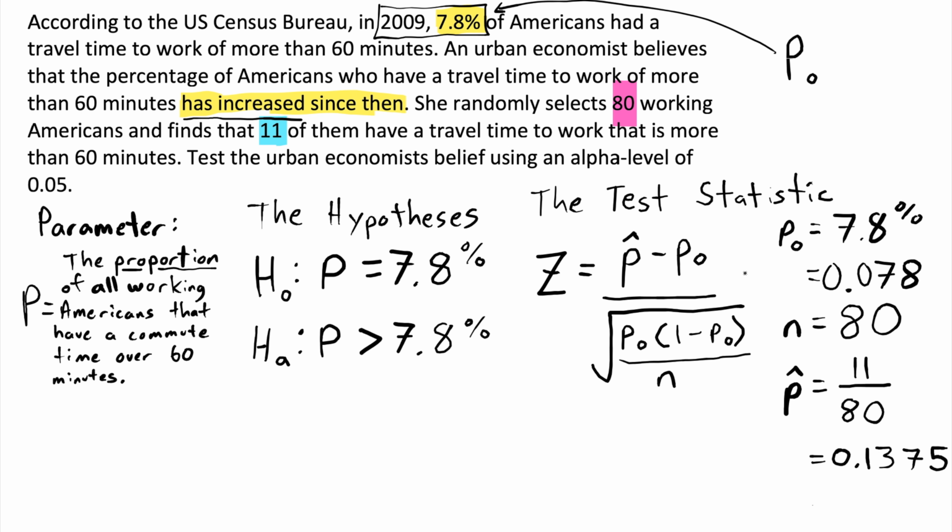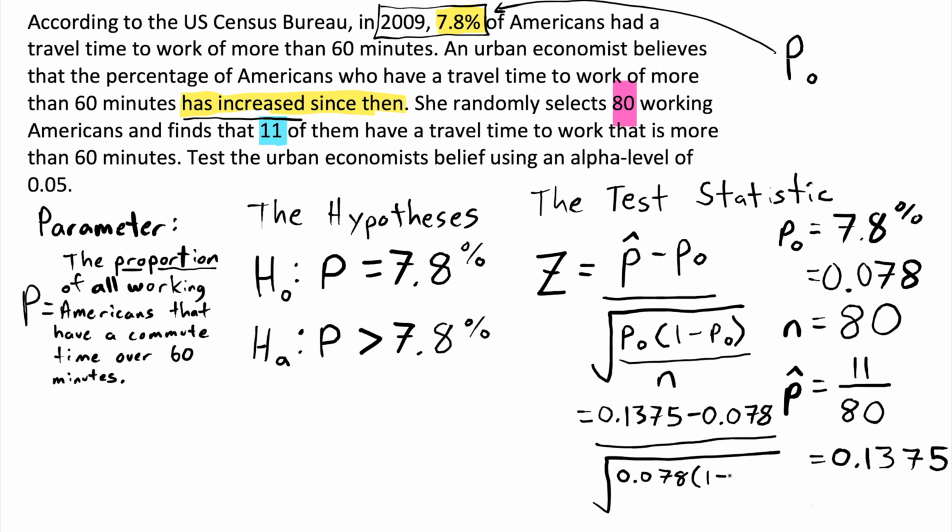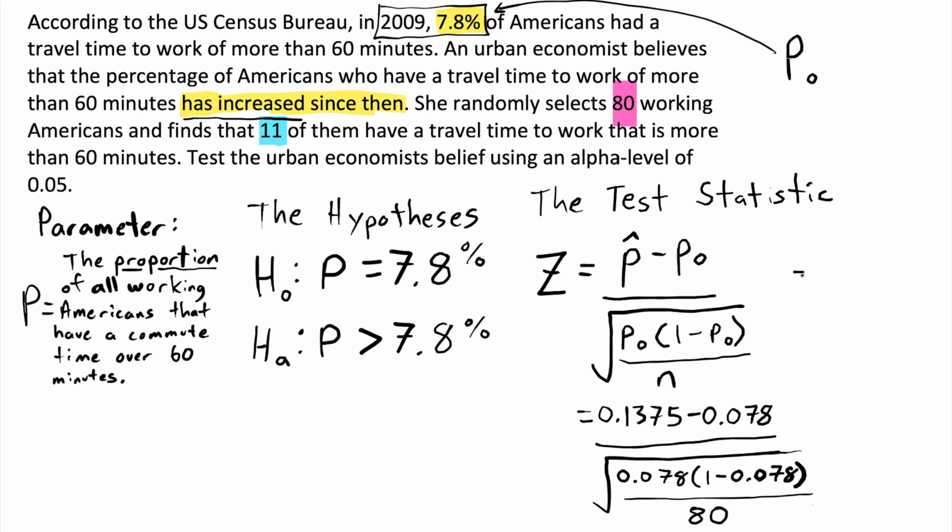Let's go ahead and put these numbers into our formula here to calculate our test statistic. So we're going to get z equals p hat, that's 0.1375, minus p naught, which is 0.078. Then we're going to divide that by the square root of p naught, which is 0.078, times 1 minus p naught, and then we divide all of that by our sample size. So if I keep going, I would do this subtraction in the numerator and I get 0.0595.